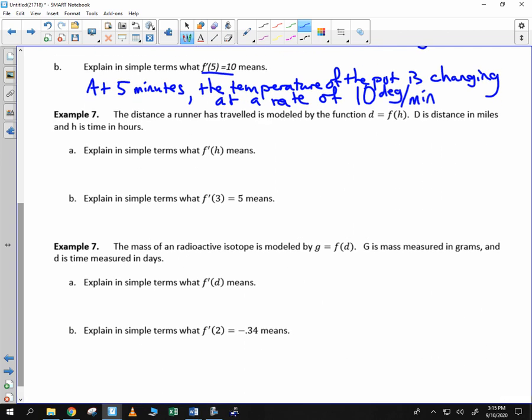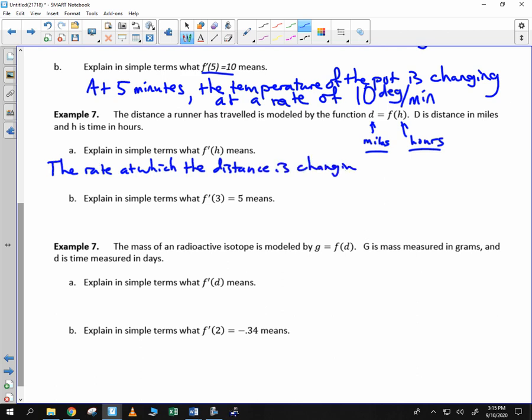Look at the next one. The distance a runner travels is modeled by the function d. So d is distance in miles. Okay. And h is time in hours. So as hours go by, the number of miles the runner runs changes. So explain in simple terms what f prime of h means. The rate at which the distance is changing at h hours.